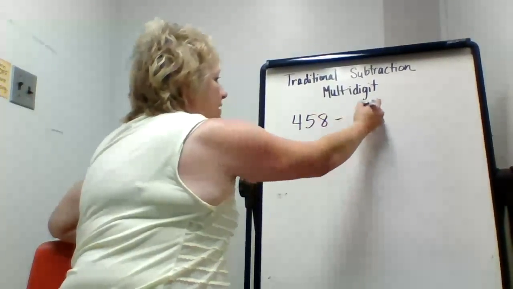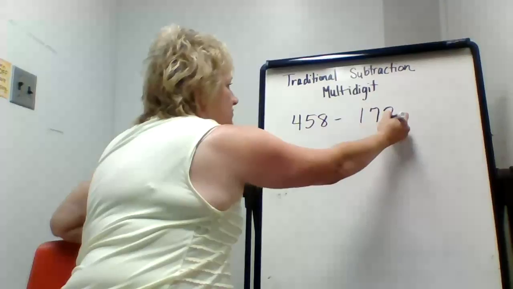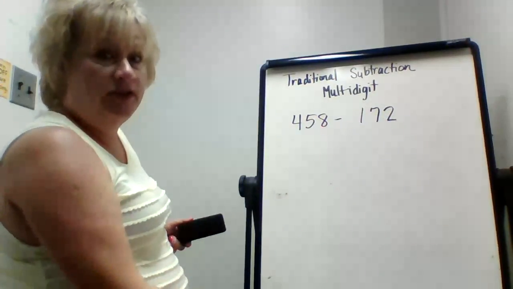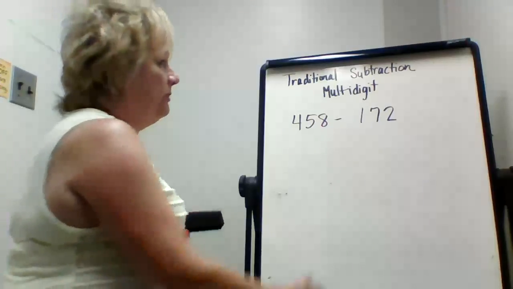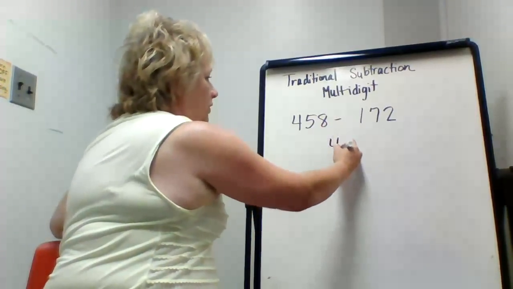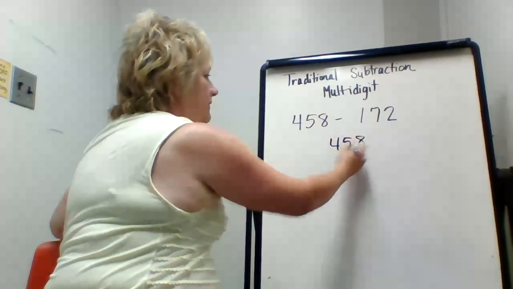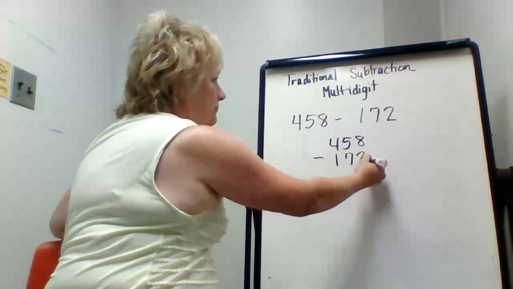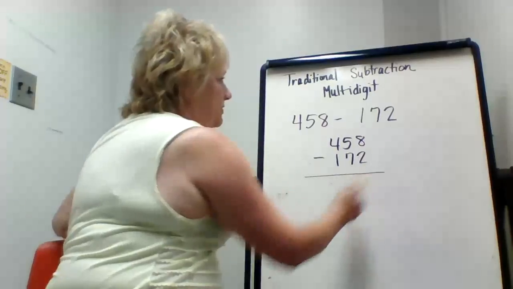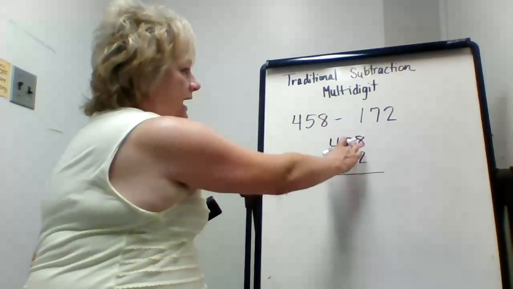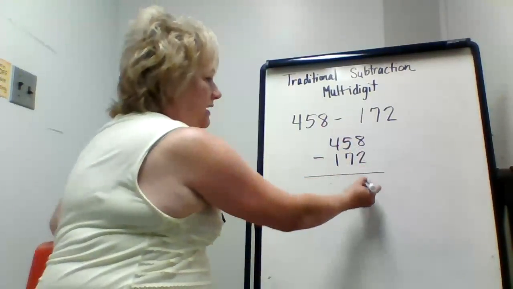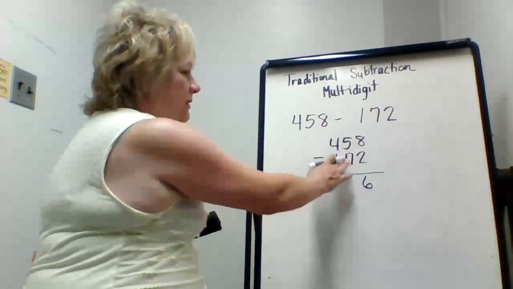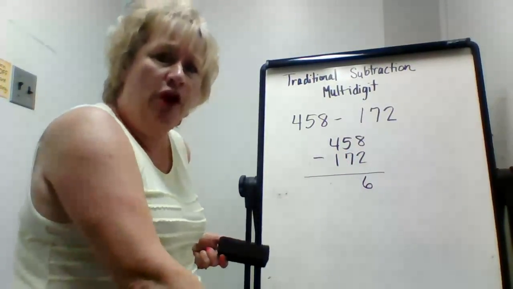458 minus 172. All right, so when I write it up and down, which is going to be easier for me to work the problem on paper. All right, 458, put my small number underneath, 172, and now I'll subtract. 8 minus 2 is 6. Now I have to do 5 minus 7, or 7 from 5.